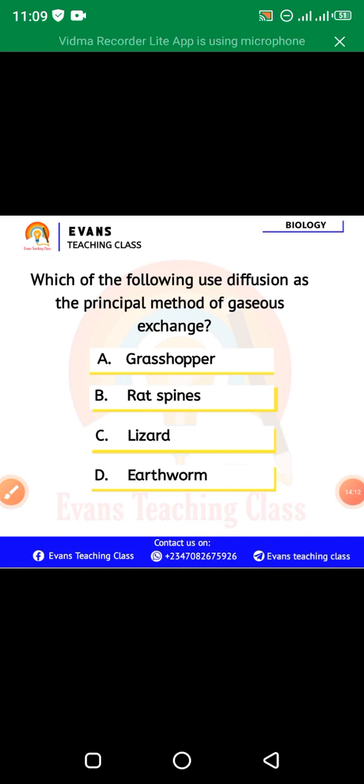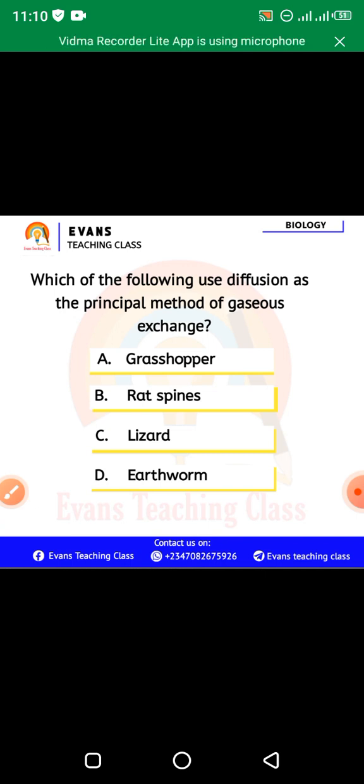Now, which of the following uses diffusion as the principal method of gaseous exchange? We are talking about the organism using diffusion as the principal method of gaseous exchange. For an organism to use diffusion as its principal method of gaseous exchange, it means that organism is a simple organism. That is, the body part of that organism is very simple or not complex. It has a simple respiratory organ. Now let's look at the options.